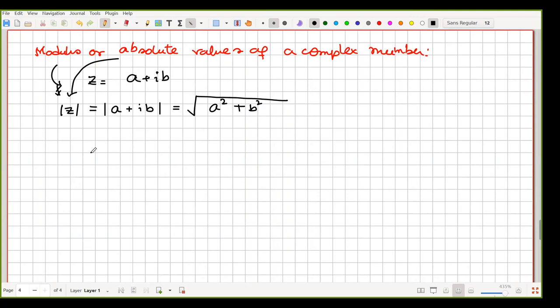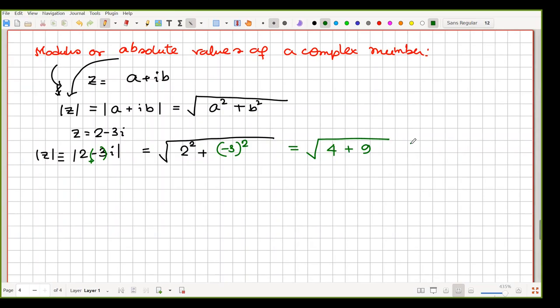Suppose we have 2 minus 3i, that is our z. So obviously the modulus of z, that means modulus of 2 minus 3i, we can write as 2 square, a square, plus the coefficient of i, that means minus 3, square. So that is 2 square plus (minus 3) square, or simply 4 plus 9, or square root of 13. So modulus means we have the square root of a square plus b square. Suppose another one we are writing here.